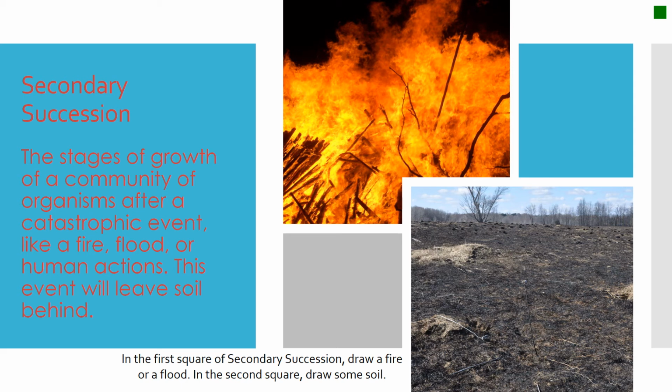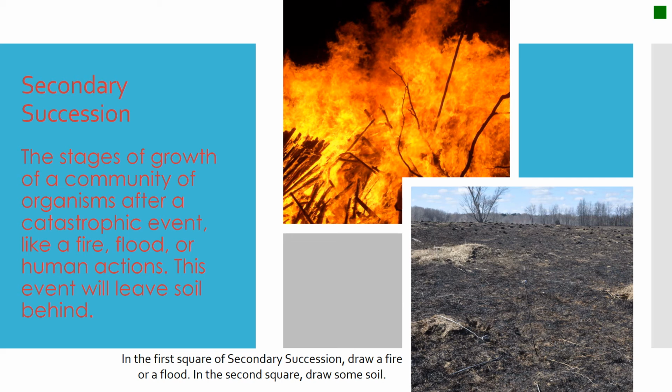So right next to secondary succession, we should be writing down this definition because it is written in red. All right, that very first square, secondary succession. We're starting from the left and moving over to the right. We're drawing some kind of picture of a fire, some trees on fire. You can draw a flood if you so choose. Draw one, not both. Draw a fire or a flood.